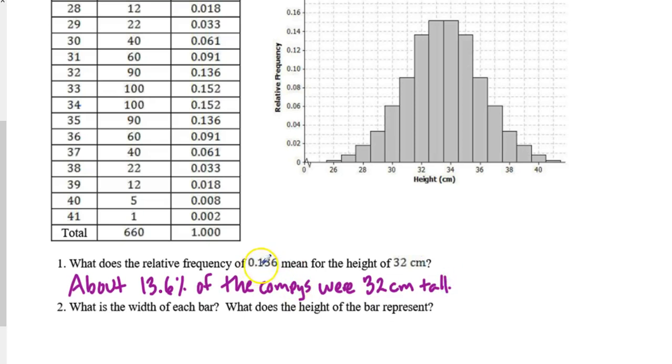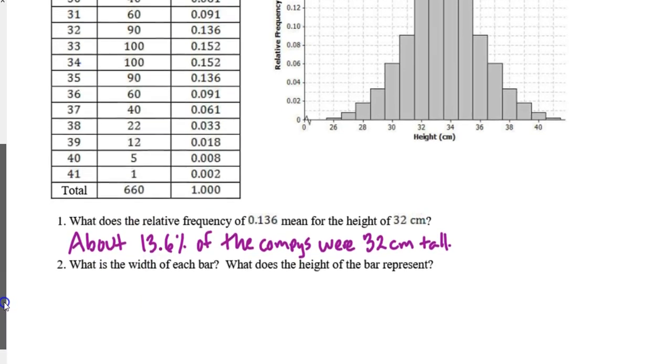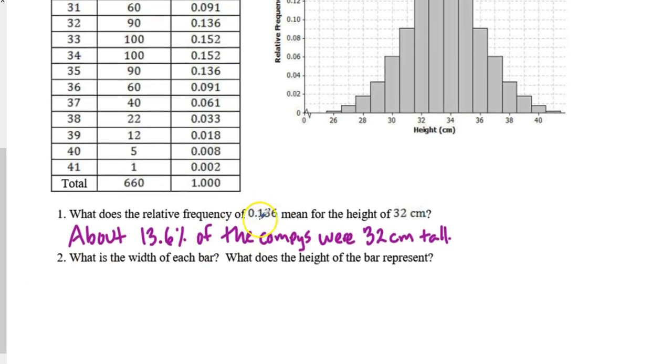Okay, so it's just a relative frequency. It's not the actual number, although we could have plotted that. 90 compies were found to be 32 centimeters, but it's the relative frequency. The actual number would just be the frequency. Okay, so a relative frequency is always out of one whole. Okay, and we can turn that into a percent. It's a proportion.